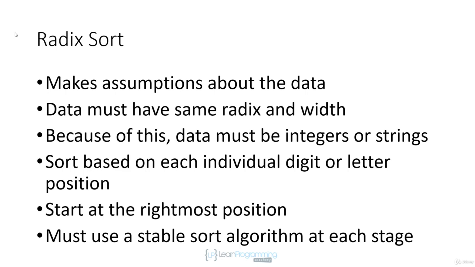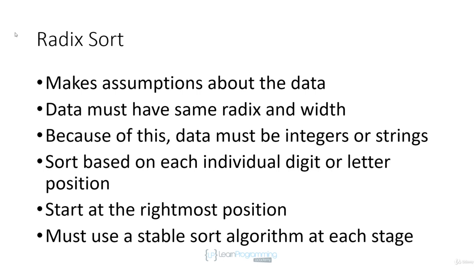Now, by width, I mean the number of digits or letters. For example, the number 1235 has a width of 4. The string hello has a width of 5. The number 10 has a width of 2. So 1235 has 4 digits, so it has a width of 4. The string hello has 5 letters, so it has a width of 5. And the number 10 has 2 digits, and so it has a width of 2.